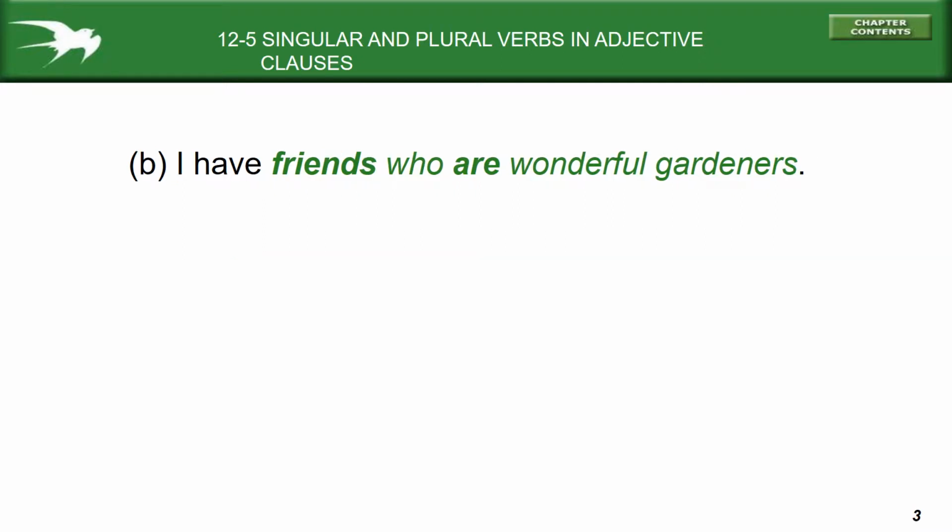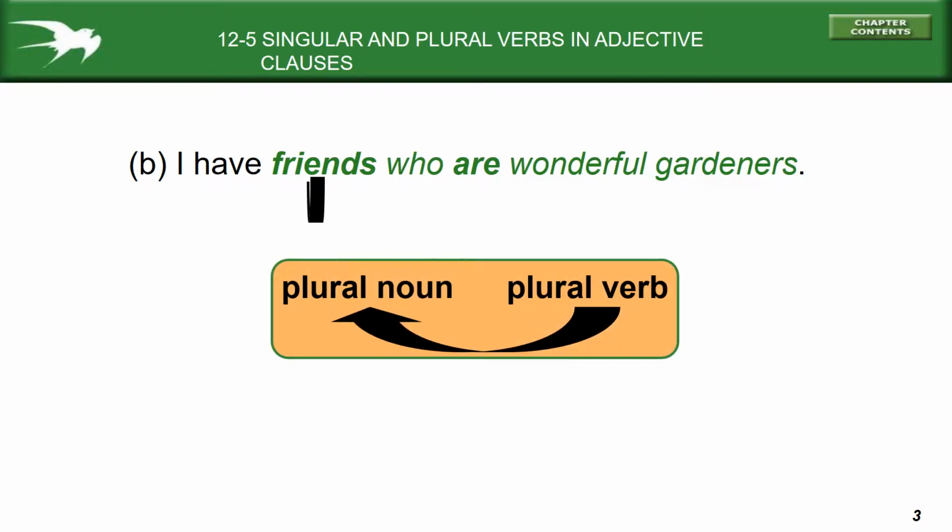I have friends who are wonderful gardeners. Just like before, who is the subject of the adjective clause, but it's representing a plural noun, friends, so the verb is plural, are. So a plural noun takes a plural verb.